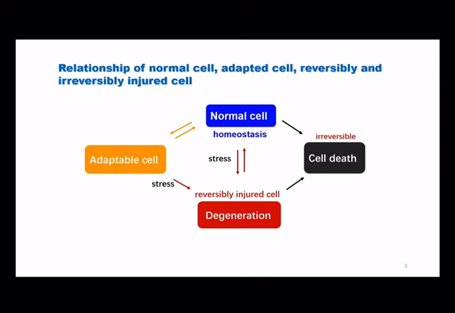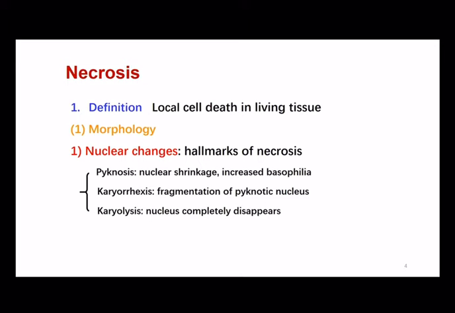As we know, when the cell encounters severe or persistent stress or the stimuli are inherently harmful, cells undergo death. There are two forms of death, necrosis and apoptosis. I will introduce necrosis first. It is local cell death in living tissue. Necrosis is the main mode of pathological cell death. Mostly it develops from reversible injury.